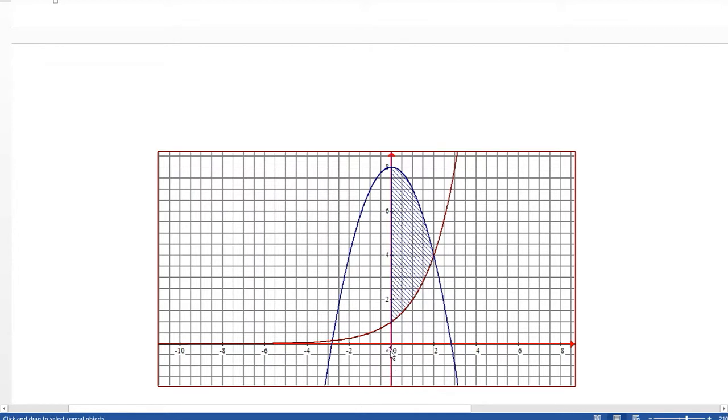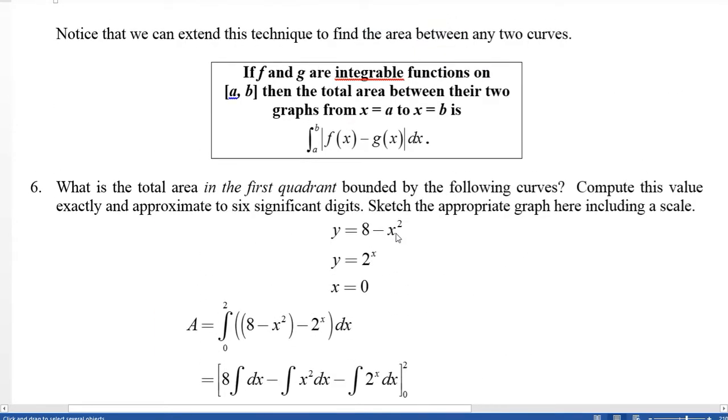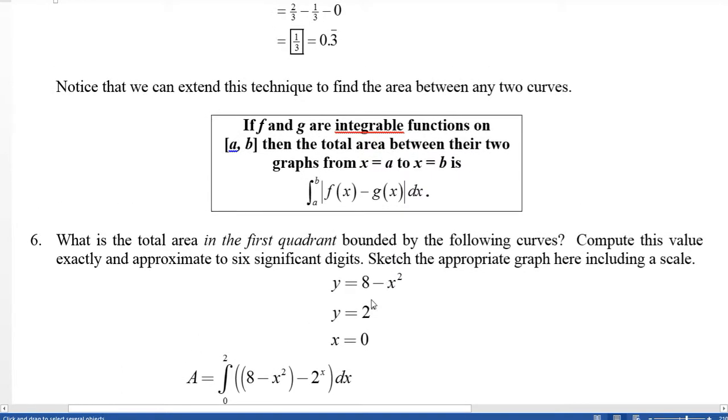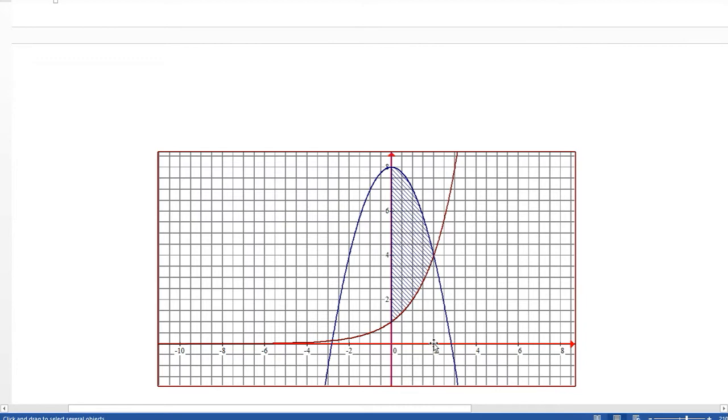So we can see that x equals 0 is the left boundary, and the right boundary is going to go all the way up to where they touch each other here. And so you want to put those two curves equal to each other: 8 minus x squared equals 2 to the x. Normally that kind of an equation that has both exponentials and polynomials in it is very difficult to solve in general. But this one has a nice answer, which is just 2.